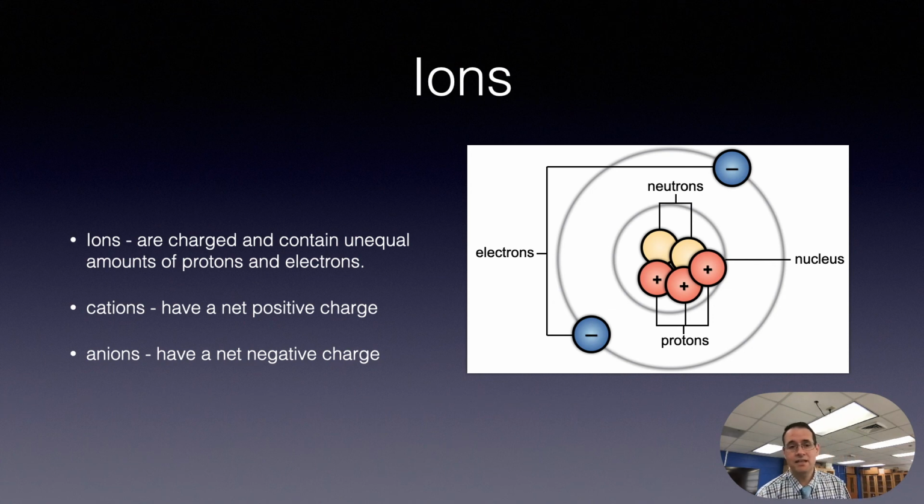Ions, no. Ions have unequal amounts of protons and electrons. We have 2 vocabulary words to describe these. We have cations, which have a net positive charge, and we have anions, which have a net negative charge. Cations have a net positive charge because there are more protons than electrons, and anions are negatively charged because they have more electrons than protons.